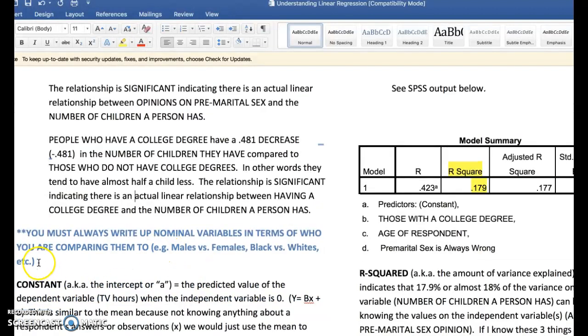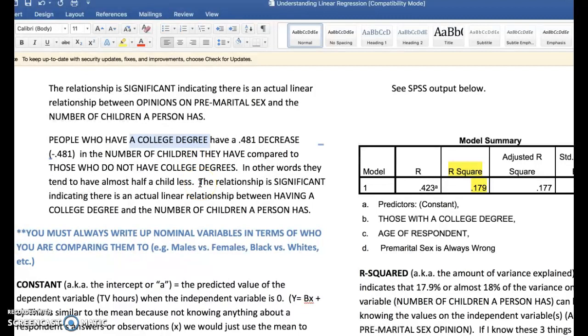So whenever you have a nominal variable, whether it's a recoded variable or it's categorical in some way, you always have to write up the result in terms of who you are comparing them to. So you start with the group who's a 1, and you compare them to the 0. Males versus females, black versus white, people who have college degrees versus people who do not, okay?